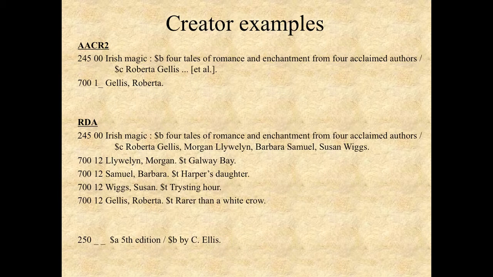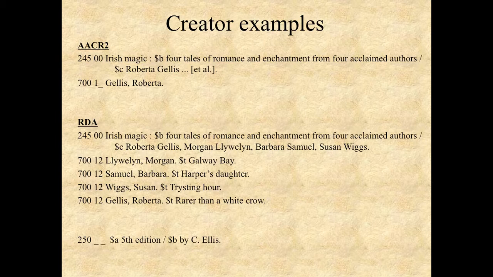A few more examples here. This is kind of giving you some examples of what I mentioned before of how we used to not necessarily include all of the named authors when there were many. So this is for the same resource, both of these. However, the first is under AACR2 and the second is under RDA. So it used to be under AACR2 that if you had, in this case, 4 added authors, you would only record the first of those, and you would then do this ellipses and et al.